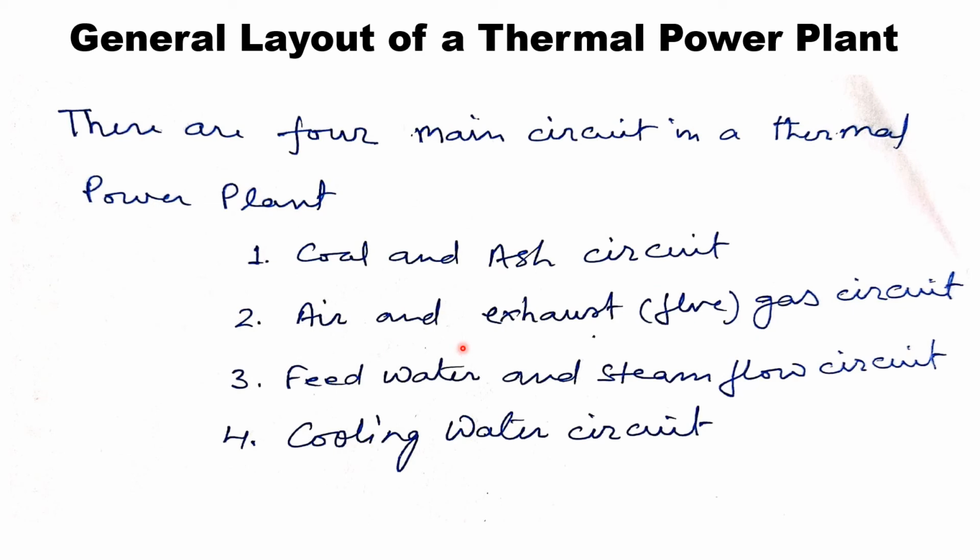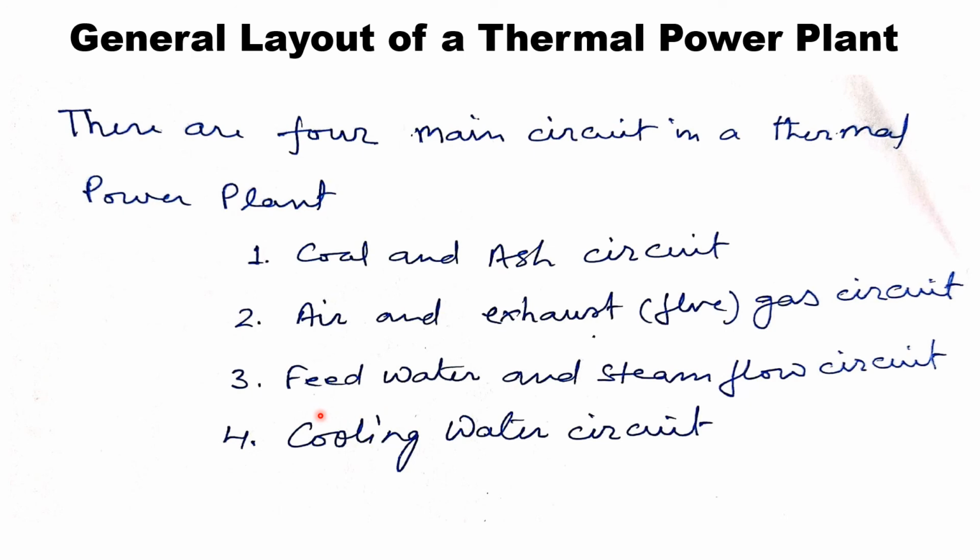Second is air and exhaust gas circuit. To burn the coal, as in the case of any combustion, we require air, and after the combustion, the exhaust flue gases that are at high temperature and high pressure are then sent to the chimney. So second circuit is air and exhaust gas circuit.